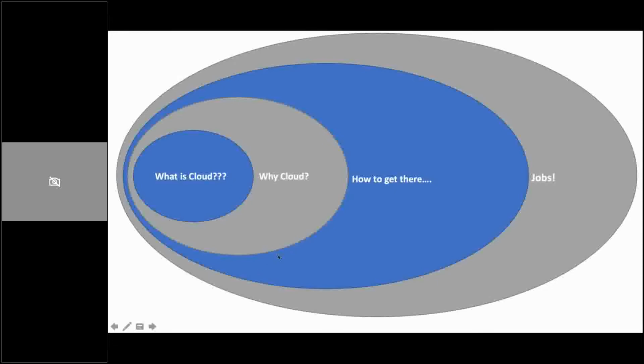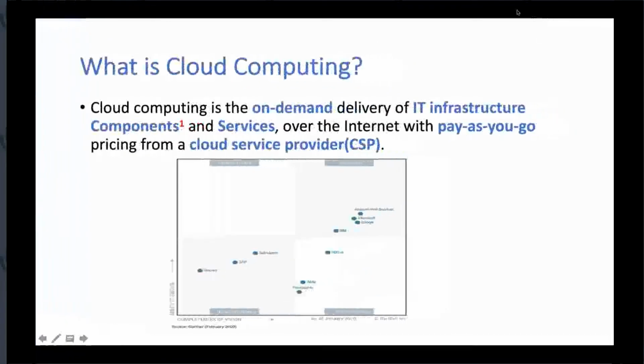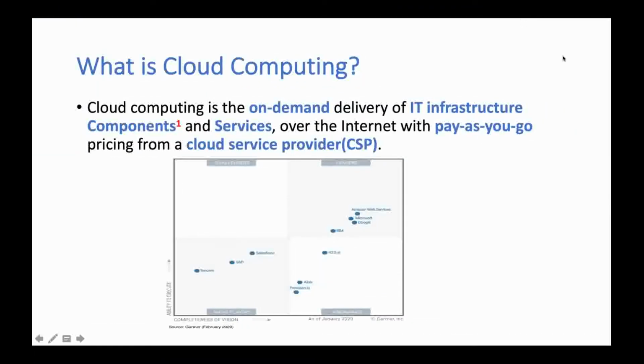Right, let's get going. So what is cloud computing actually? Hold on one second. I'm trying to see if I can close. No, hold on. I'm trying to move my window. Okay, there you go. So what is cloud computing?